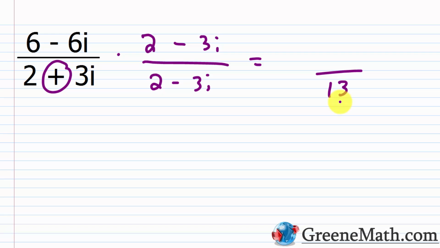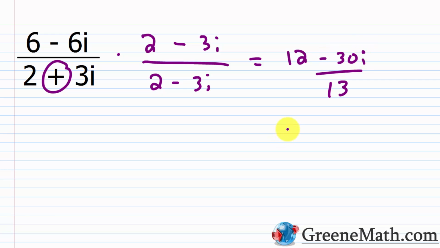In the numerator, we've got to use our FOIL. Okay, so we've got 6 times 2, that's 12. The outer would be minus 18i. The inner would be minus 12i. So let's go ahead and combine that. We know that would be minus 30i.